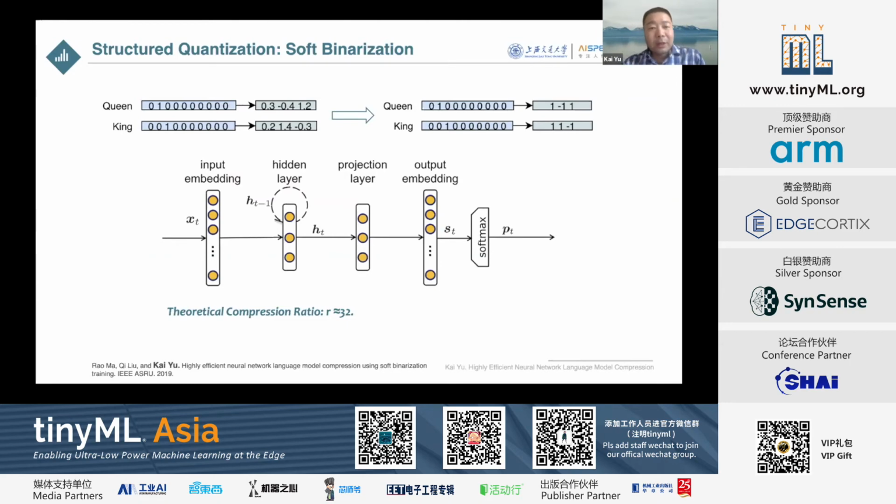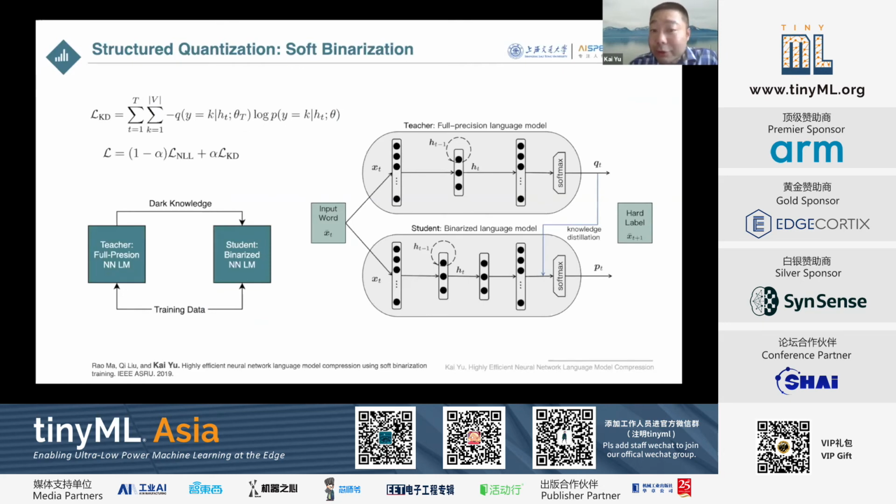And here we can do binarization on the embedding matrix. Before, for each word, we used a distributed vector, which is a real valued vector. Now we just use a binarized vector and use the training method I just mentioned. So this is the first step. We can do binarization for the embedding matrix, and by doing this, we already get a theoretical compression ratio of 32.